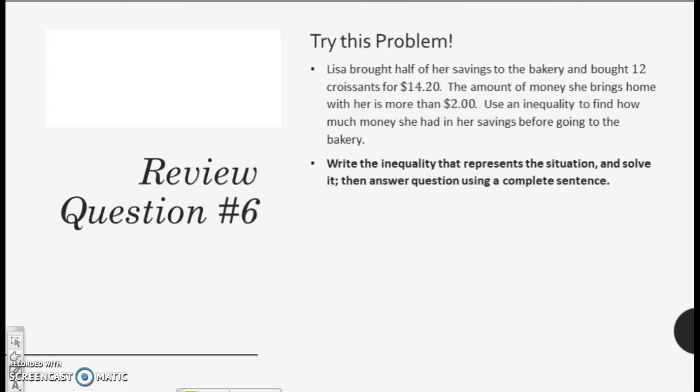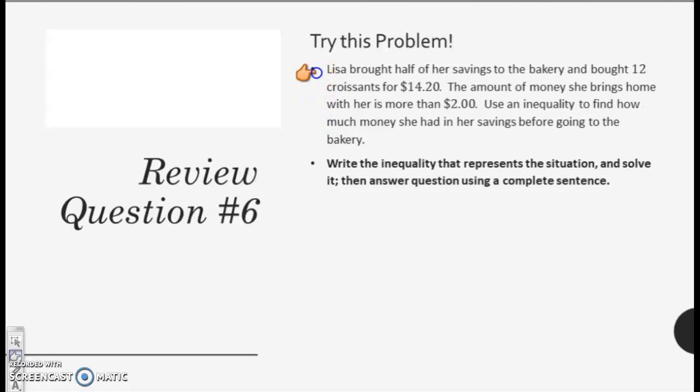And question number 6 is a word problem. Lisa brought half of her savings to the bakery and bought 12 croissants for $14.20. The amount of money she brings home with her is more than $2. Use an inequality to find out how much money she had in her savings before going to the bakery.